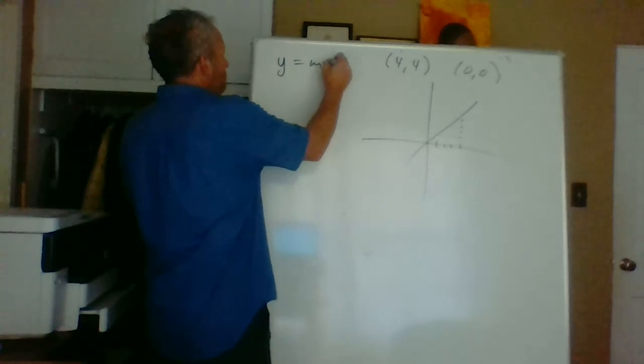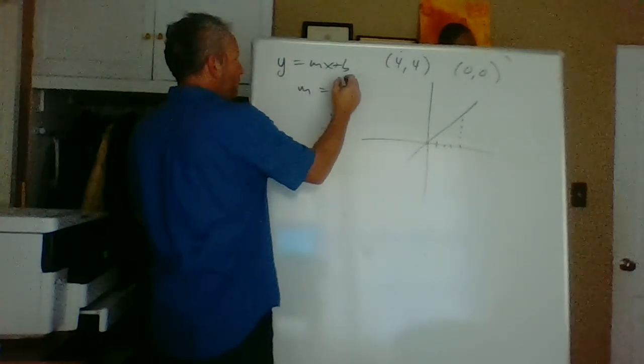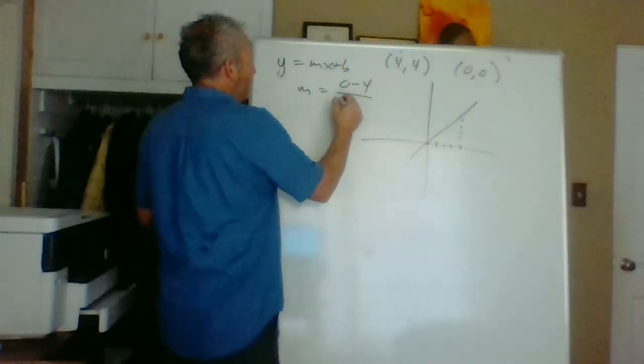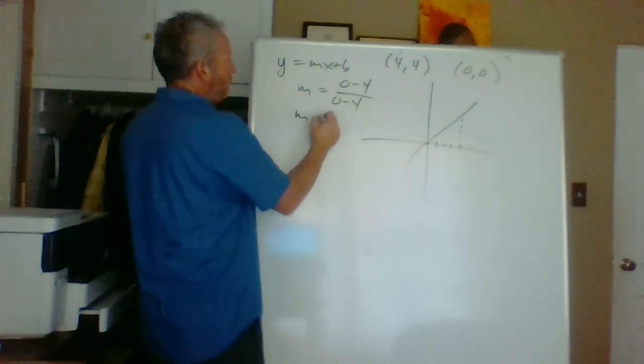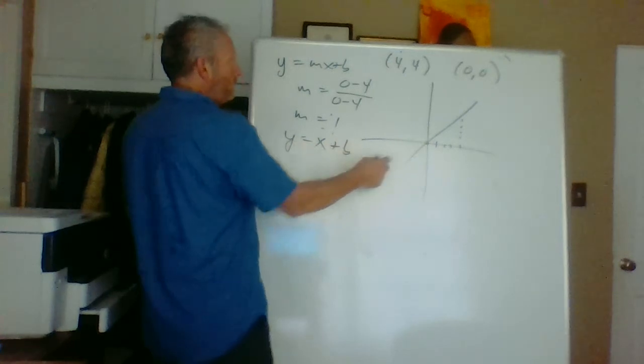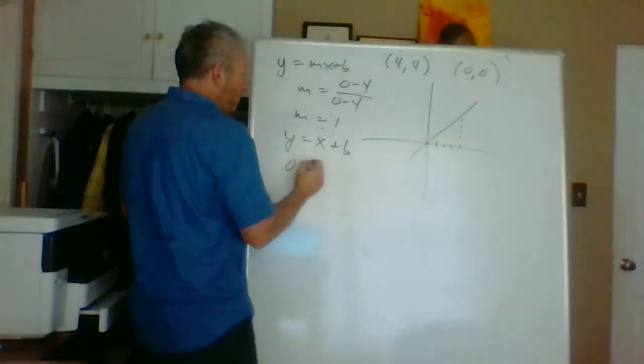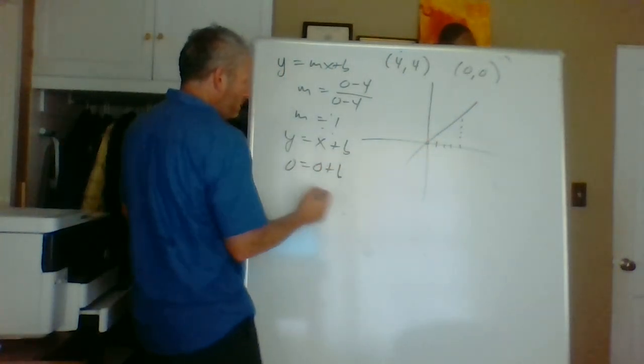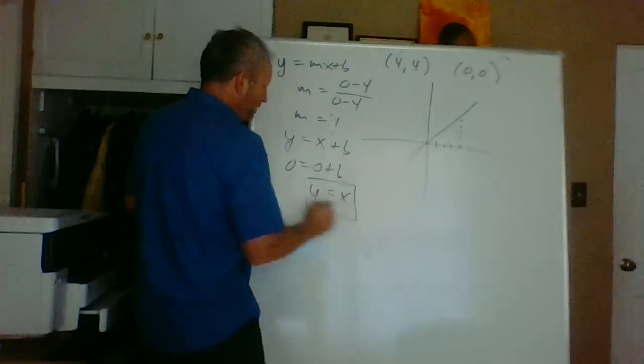So y equals mx plus b. What's the slope? 0 minus 4 divided by 0 minus 4. Flip those around. That's 1. So y equals 1x plus b. Let's take this point for fun here. 0 equals 0 plus b, so b equals 0, so y equals x.